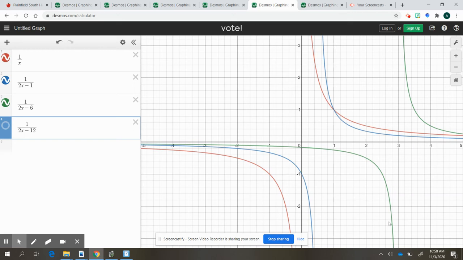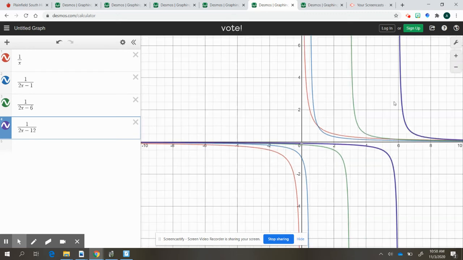Our vertical asymptote is now through 3. And then the purple graph, I'm going to zoom out a little bit, we'll see it's now through 6. So again, looking at that denominator, and when we set that equal to 0, each of those are now showing that shift of that initial parent graph's vertical asymptote, because 2x minus 12, when we set that equal to 0, we got x equals 6 if we would solve that.